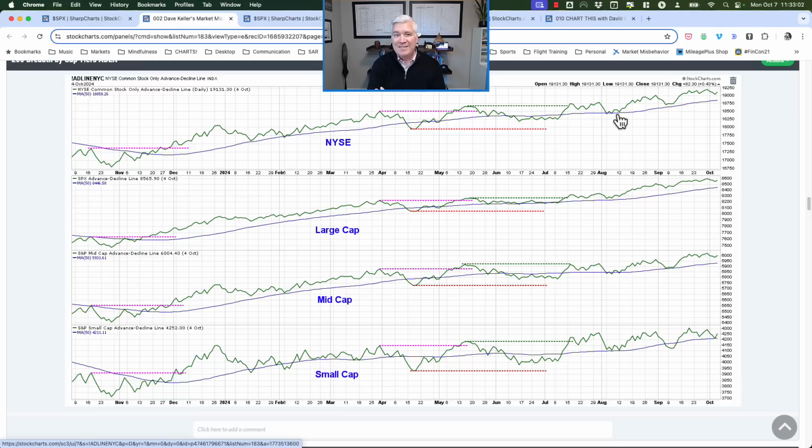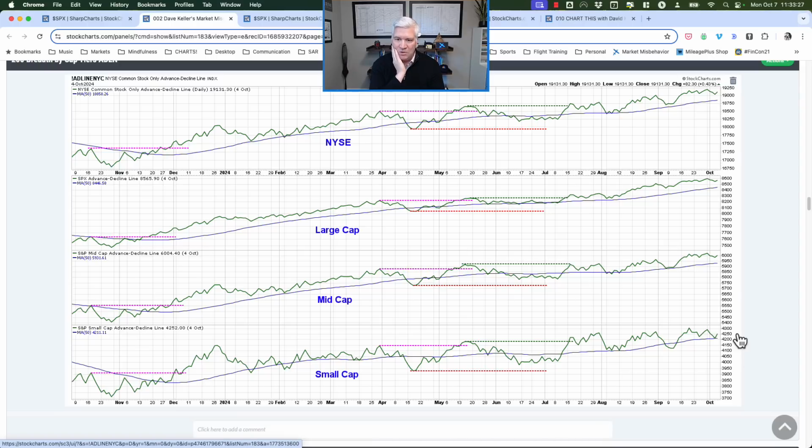The advance-decline data is driven by the daily movements of each of the members of these four different buckets of stocks: the New York Stock Exchange on the top, S&P 500 large cap, S&P 400 mid cap, and S&P 600 small cap, and looking at the performance day over day. How many stocks closed up? How many stocks closed down? You keep a cumulative running total, and that turns into this cumulative advance-decline line.